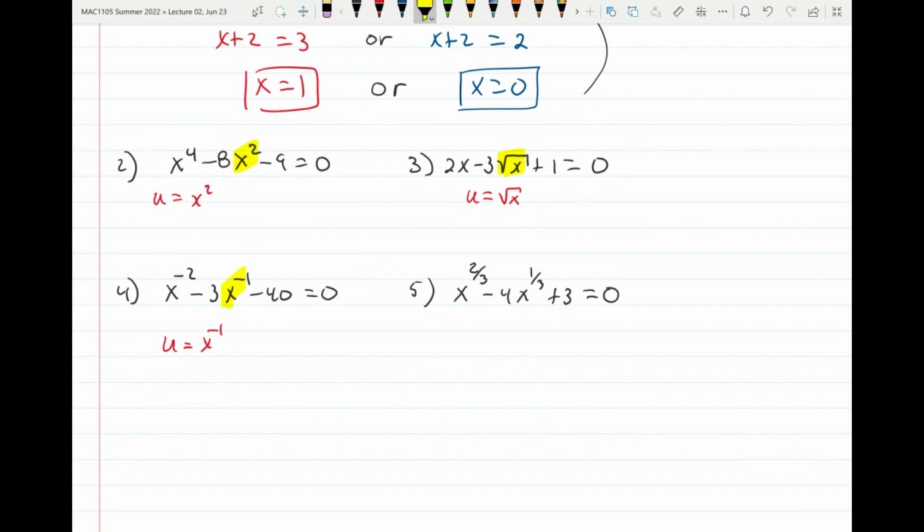X to the 1/3. This guy right here. If we let u be equal to x to the 1 over 3, then u squared would be x to the 1 over 3 squared, which multiplies, so 1 over 3 times 2 will give you 2/3. Okay? So this is quadratic in form, and moreover, you already know the substitution.